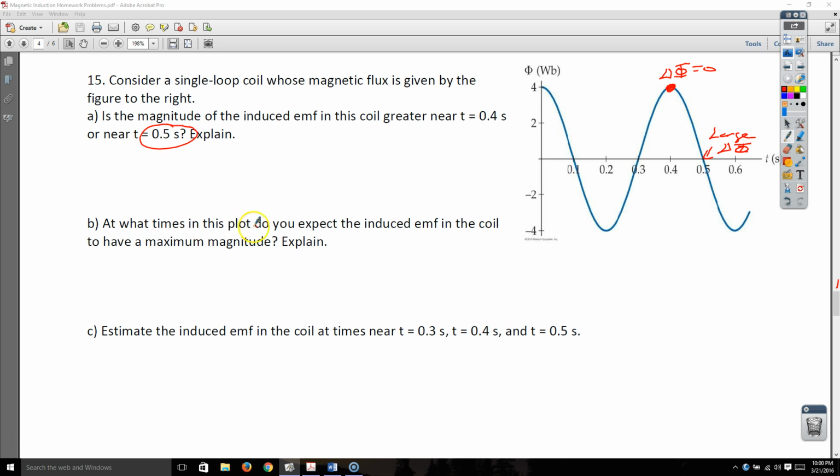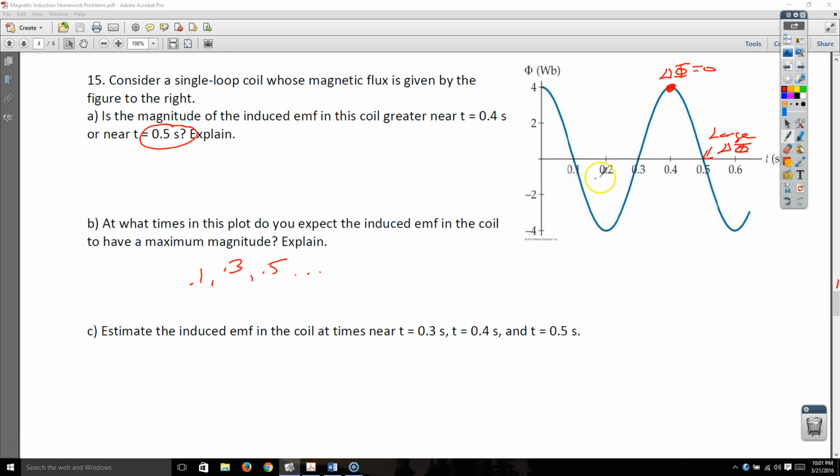For the next part, it says what times in this plot do you expect the induced EMF in the coil to have a maximum magnitude? It should be at 0.1, at 0.3, should be at 0.5, and then you could just go on from there. And then they want us to estimate the induced EMF at the coil at times near 0.3, 0.4, and 0.5.